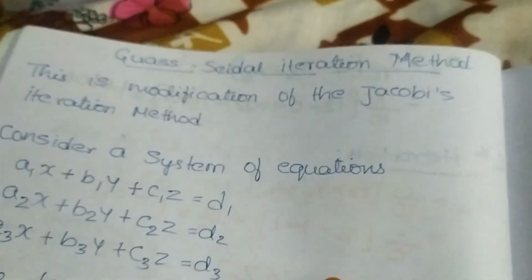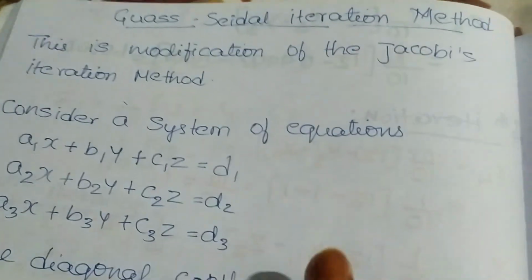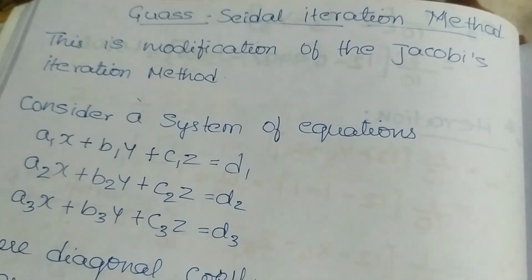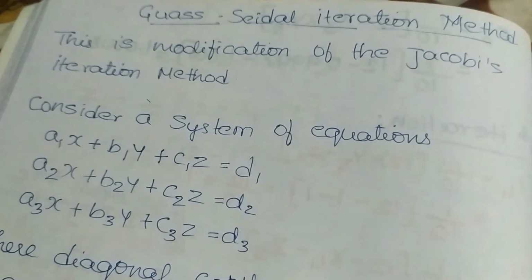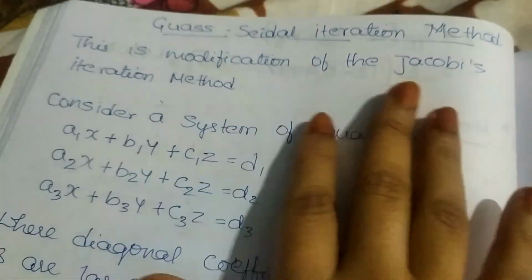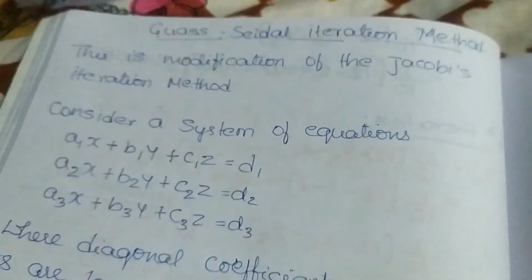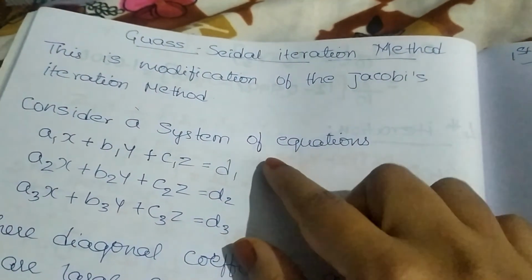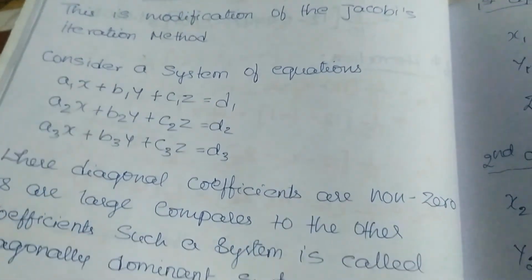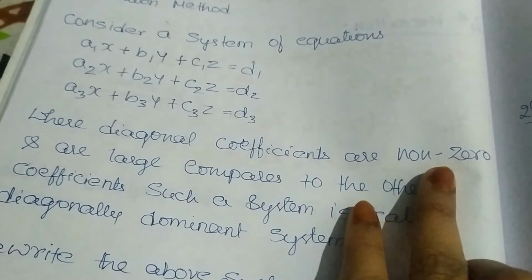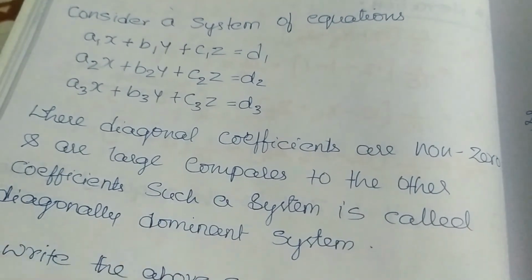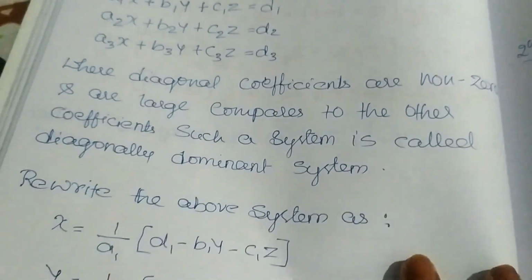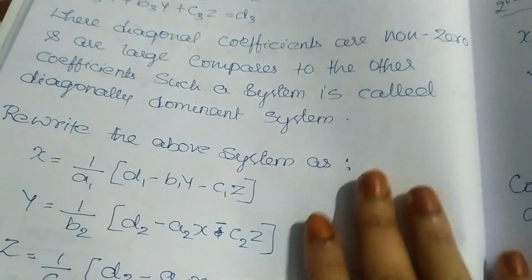Next is the Gauss-Seidel iteration method. This method is similar to Jacobi's iteration method but with some difference in the steps. It is a modification of Jacobi's iteration method. Here also we consider the system of equations where the diagonal coefficients are non-zero and are large compared to the other coefficients. Same concept. Such a system is called a diagonally dominant system.